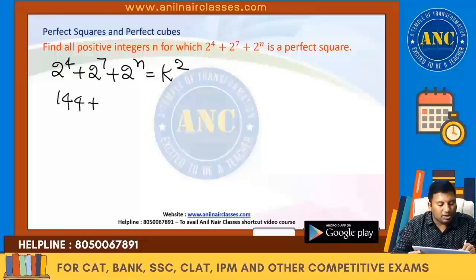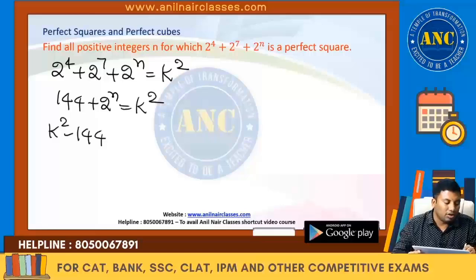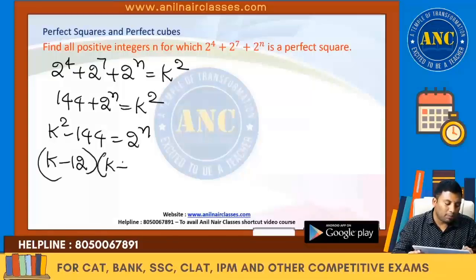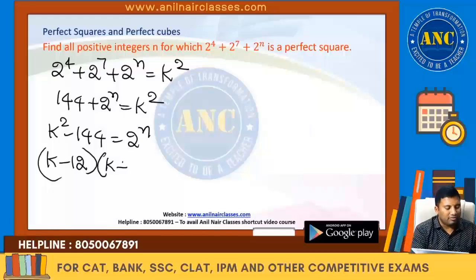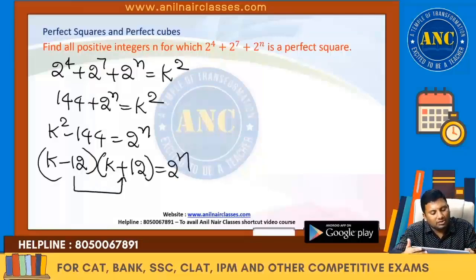144 plus 2 power n, which is nothing but k square. K square minus 144 is nothing but 2 power n. This is nothing but k minus 12 into k plus 12. It is nothing but 2 power n. Listen carefully, sir. Listen carefully. What is the difference between these two numbers? Difference between these two numbers is 24. K plus 12 minus of k minus 12. 24. Let us see where is the difference.